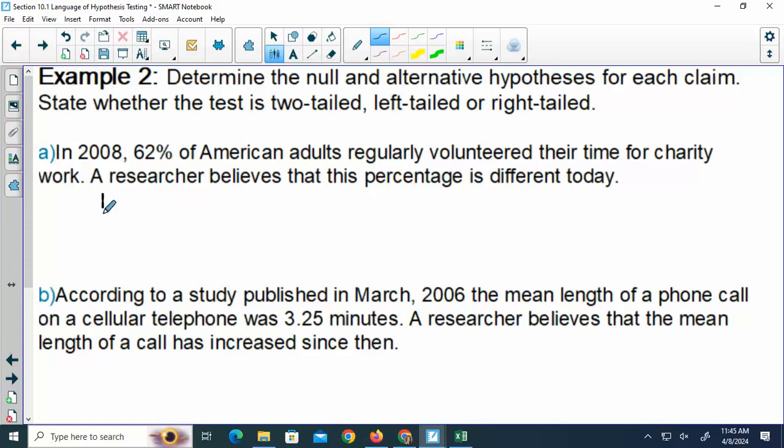So my null hypothesis. First I need to know what variable am I talking about. If I'm looking at percentages, what are those usually? P, the proportion. And the null is always equal to. So what am I starting out assuming it's equal to? 62%. Then the alternative would be what?